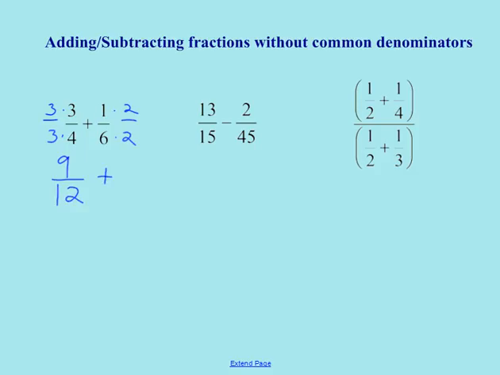1/6 times 2 over 2 gives us 2/12. Now we have our common denominators. 9/12 plus 2/12 is 11/12. And that is already reduced, so there's our answer.